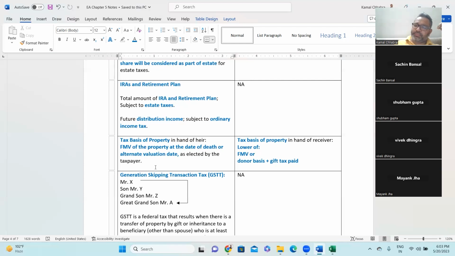Sachin, Shubham, Garima, Yes, sir. Vivek.